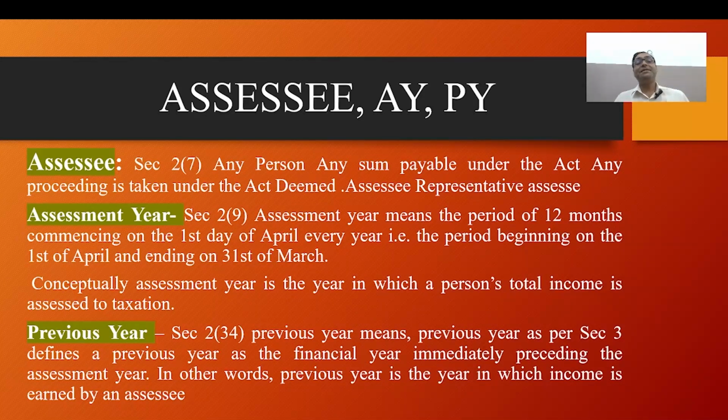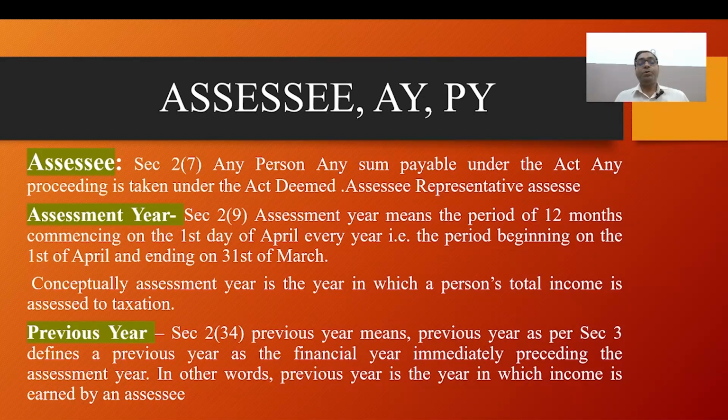Here are the two types of assessee: deemed assessee and representative assessee. Assessment year, Section 2 clause 9. Assessment year means the period of 12 months. It does not run from 1st January to 31st December; it runs from 1st April to 31st March. Conceptually, assessment year is the year in which a person's total income is assessed to taxation.